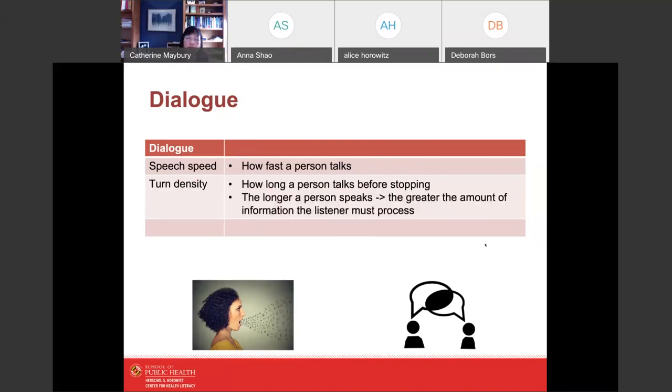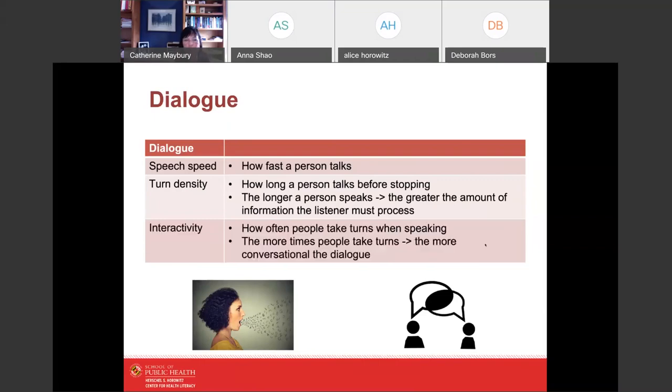Another way we characterize dialogue is term density. That simply means how long a person talks before stopping. The longer you speak, the greater the amount of information that you're giving to the listener. It's more that they have to process. So we want to break our speech into smaller sections, take pauses, and ask for input so that we can reduce the barrier. It's also interesting that studies from medicine show that there's an inverse relationship between the amount of information given and the amount of information a patient can recall. So we want to decrease the density, or the amount of information that we speak in a single turn.